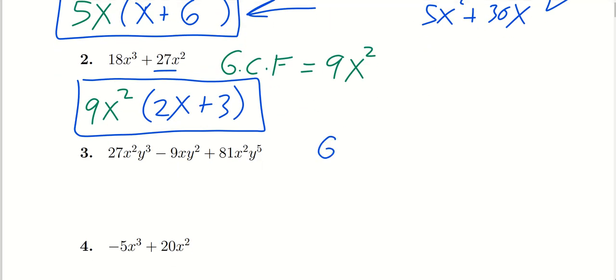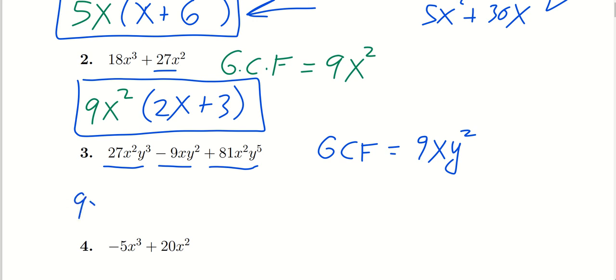Let's do another one. In example 3, we have coefficients of 27, 9, and 81. Their greatest common factor is the number 9. There are 3 terms here altogether, and notice that every single one of them has at least 1 power of x. So we can factor out an x. And then the smallest power of y that's common would be y to the second. So the GCF is going to be 9xy squared. And then we're going to go ahead and factor that out.